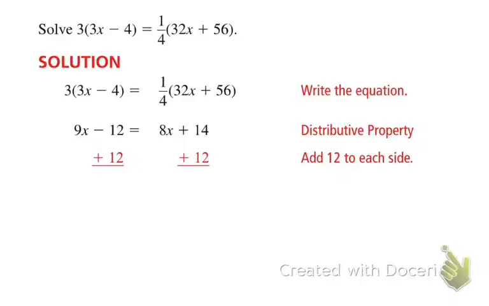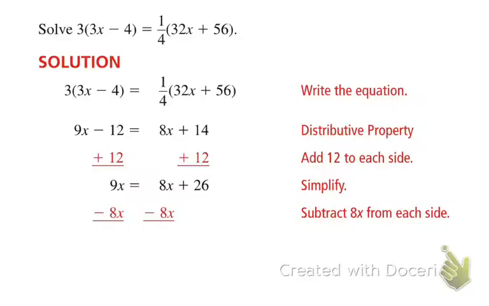Next, go ahead and let's move the constant to the right hand side of the equation. So we'll add 12 to both sides. Simplified. So now that we have the constant on the right, we want to move the variable term to the left. So we'll subtract 8x on both sides. Go ahead and simplify, and then check your work.